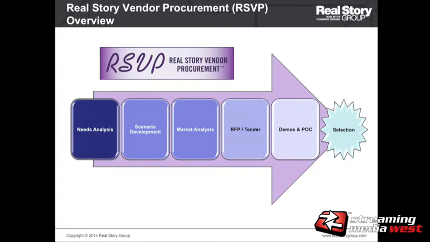With each of these methodologies, what it really comes down to is you're guessing. You're not going through a rigorous process, and this is what we want to avoid. So we think there's a better way to go about this selection process. We gave it the silly little name the Real Story Vendor Procurement Process, or as we affectionately call it, the RSVP. Really, RSVP is six phases with 20 steps.